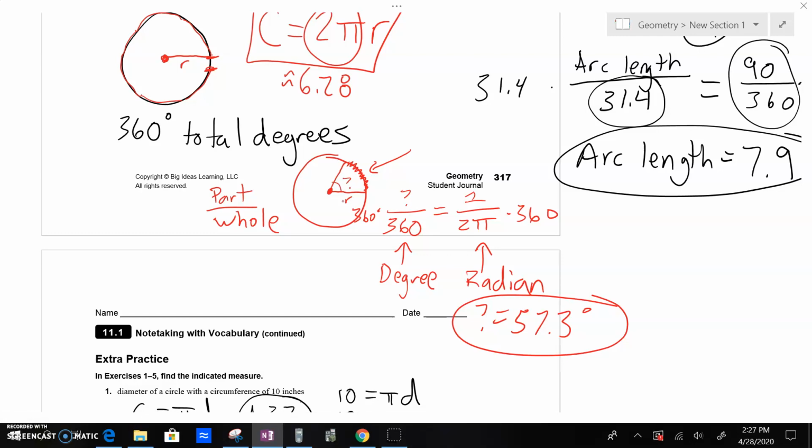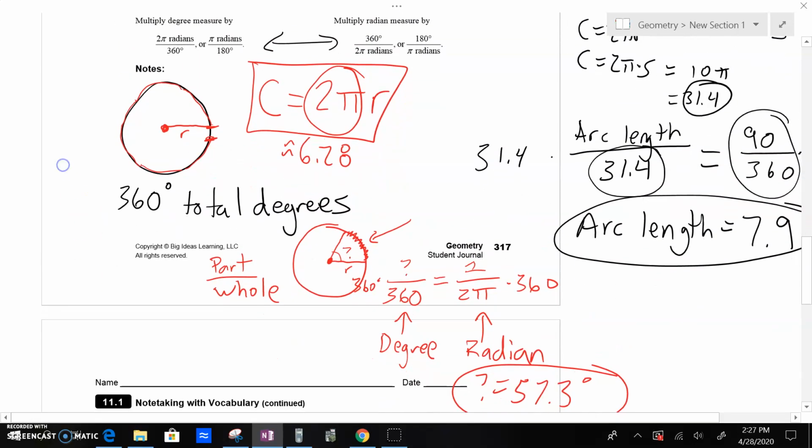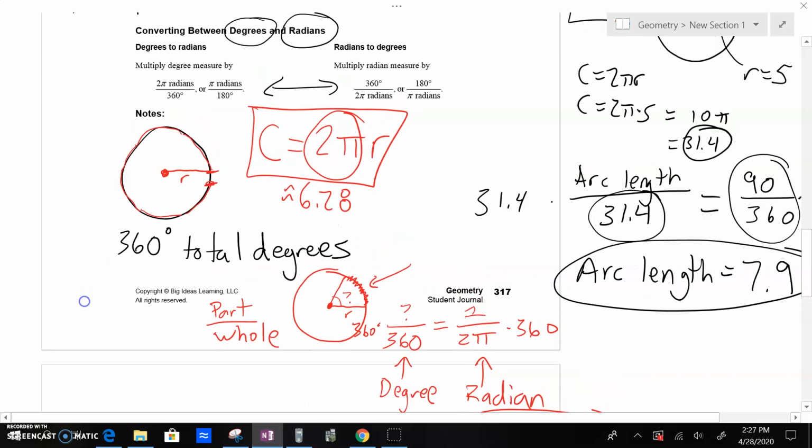And again, the whole idea there is this is just a different way to measure an angle. It's saying how many of the bendy radius amounts can we fit around the outside? We can fit 2 pi of them. That's where this fraction comes into play: 2 pi divided by 360. That's just taking the total number of radians in a circle, or radius amounts, divided by 360.